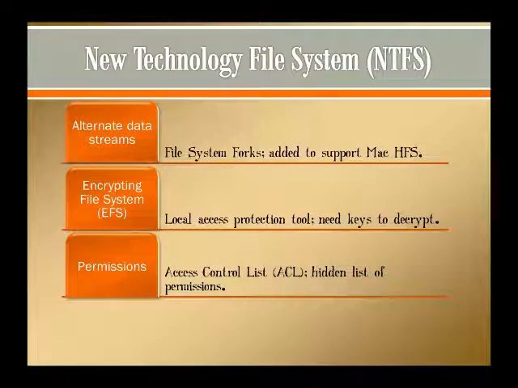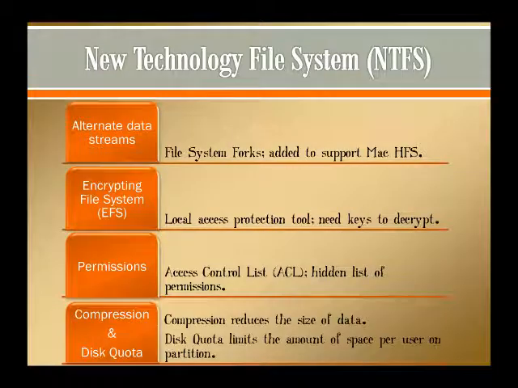File and folder permissions. All your permissions are in a hidden list called the Access Control List, the ACL. If you move a file or folder, it resets the permissions. Now your compression and disk quota. Compression is used to save disk space by reducing the size of data. All this is done by the CPU.